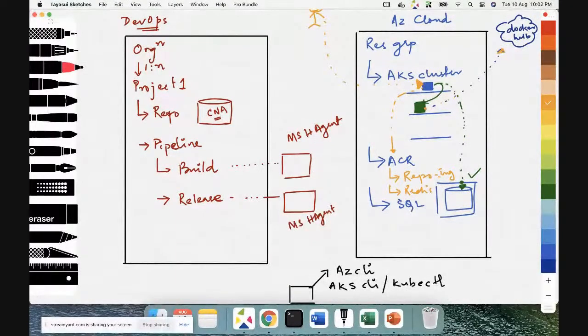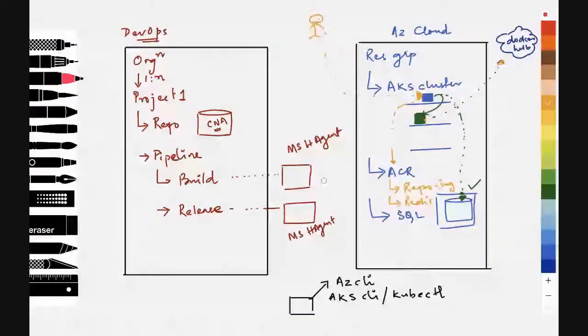When you are building, you have pushed the image from here to here. It is being pushed. In the release pipeline, you're executing a Kubernetes YAML file. And we can go ahead and pull the image from here. We would be pulling the image and deploying it.